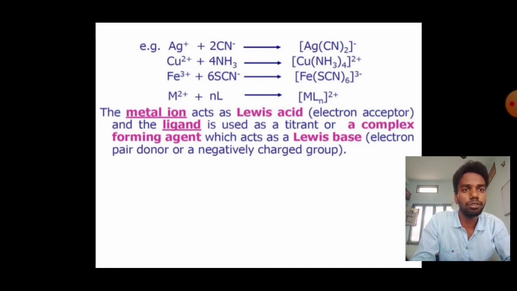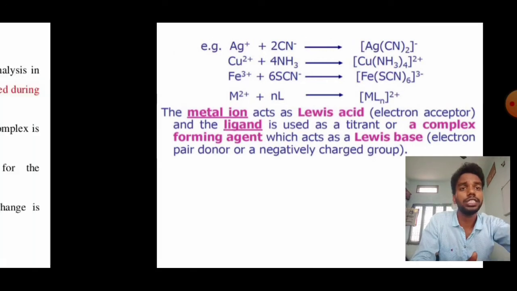The metal ion acts as a Lewis acid, because the metal ion accepts lone pairs of electrons. Those species which accept lone pairs of electrons are called Lewis acids, and the ligands used as a titrant or complex forming agents act as Lewis bases, right? So they are negatively charged or electron-paired groups.